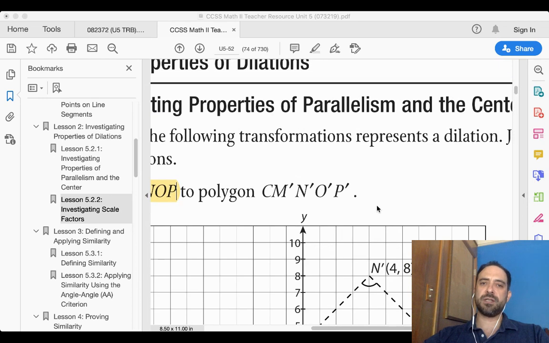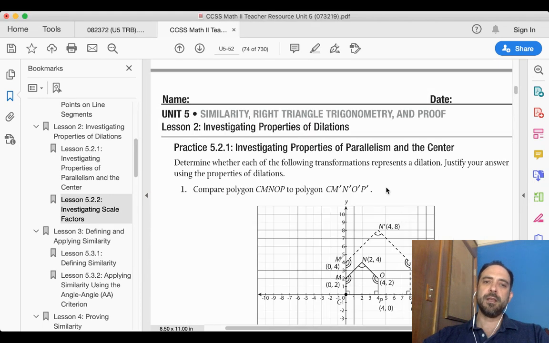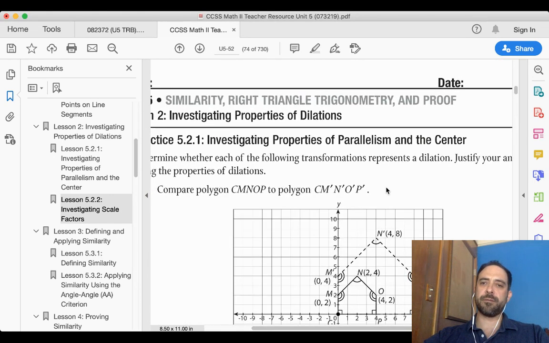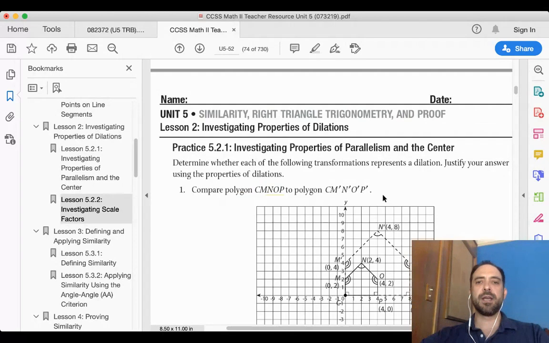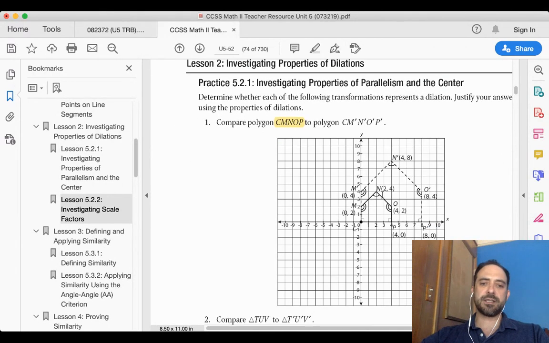So if my question here is determine whether the following transformation represents a dilation, justify your answer, I'd say yes, this is a dilation because all of the points on each of the polygons is a scale factor of 2 larger to go from the pre-image to the image. The image is always where we arrive, okay?